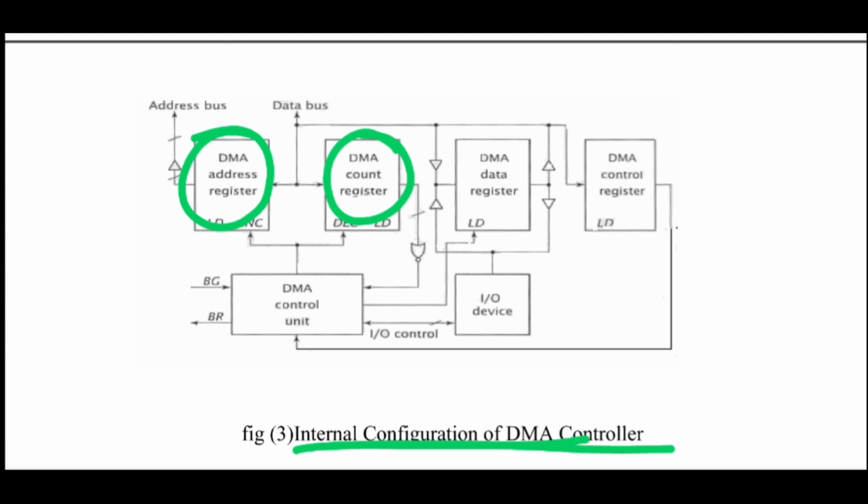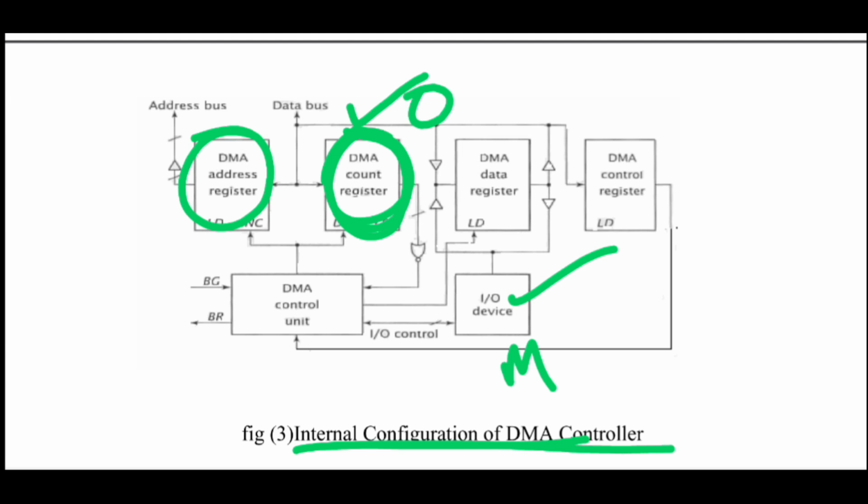You also know the program counter. The DMA count register is also like that. It counts the size of data which will be transferred between IO devices and main memory. When all the data is transferred, it is set to 0.